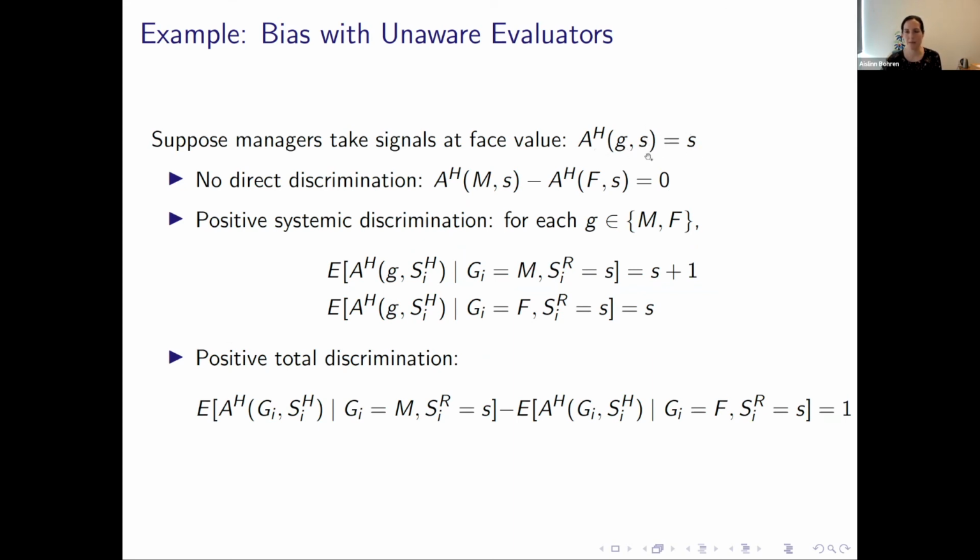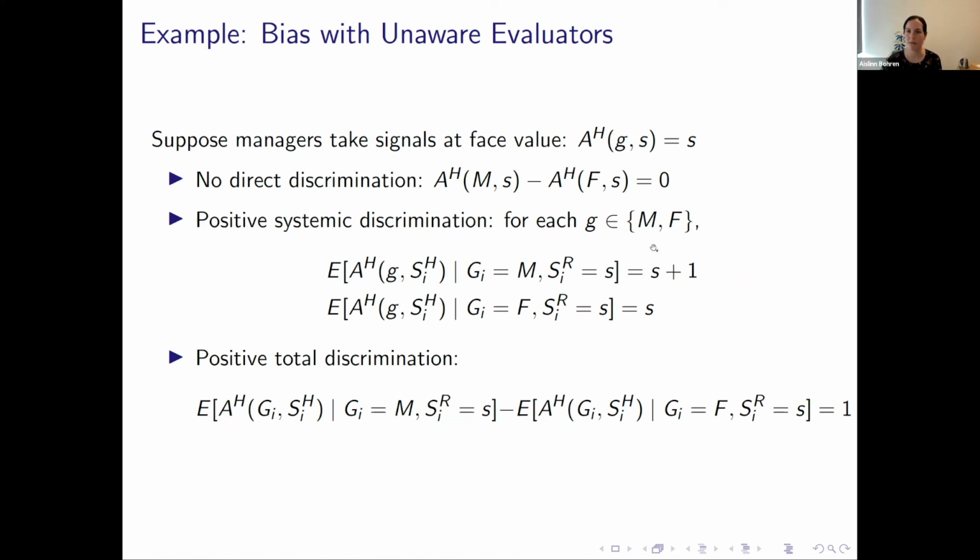And so their action rule is independent of group, and it's just equal to the signal, the reported forecast of the recruiter S. So there's no direct discrimination here. As you can see, this action rule doesn't depend on group. But there's positive systemic discrimination in that for each potential group identity that we can fix in the action rule, the expected wage offer given the forecast observed by the hiring manager, if the worker is a male worker, is S plus 1, whereas if the worker is a female worker, the expected wage offer is S.